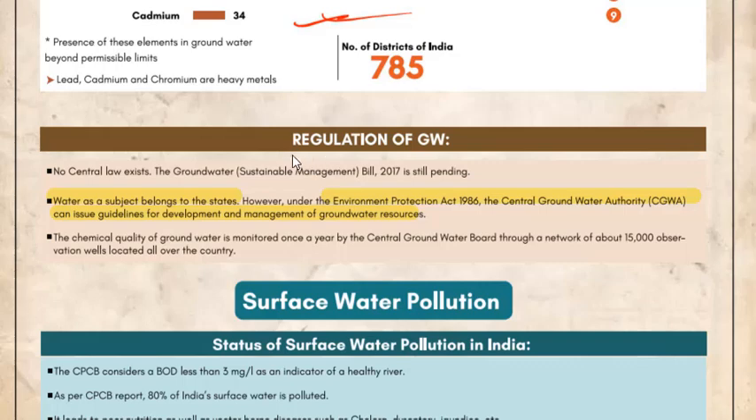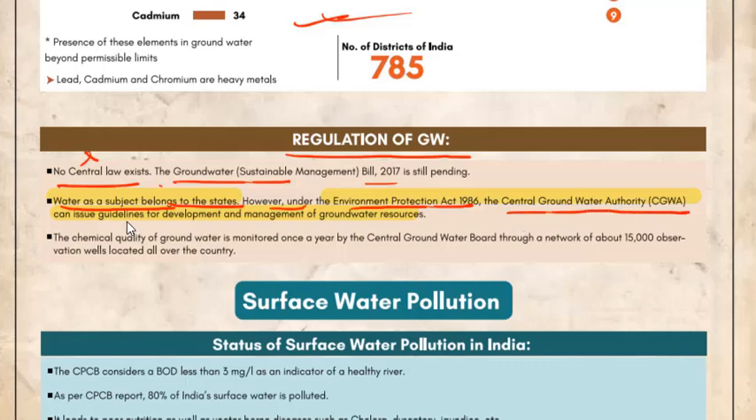Next is the regulation of the groundwater. No central law exists. Because water is a state subject belonging to the state, there is no central law in the case of groundwater. The Groundwater Sustainable Management Bill 2017 is still pending. However, under the EPA 1986, the Central Groundwater Authority can issue guidelines for the development and the management of groundwater resources. The chemical quality of the groundwater is monitored once a year by the Central Groundwater Board through a network of about 15,000 observation wells located all over the country.